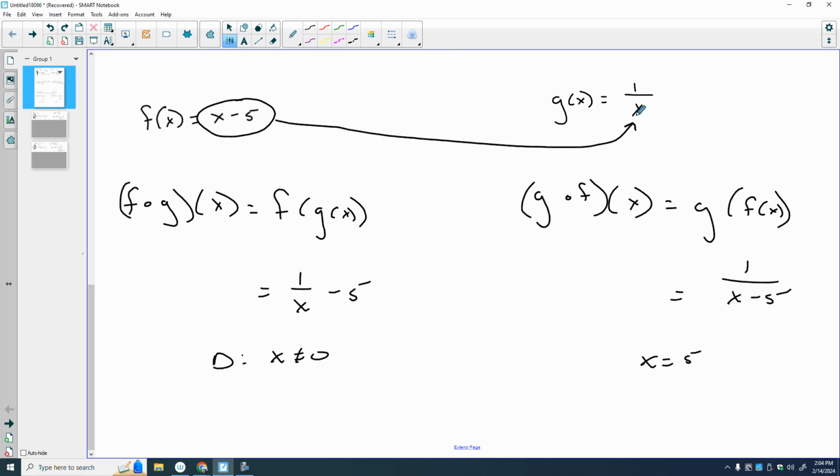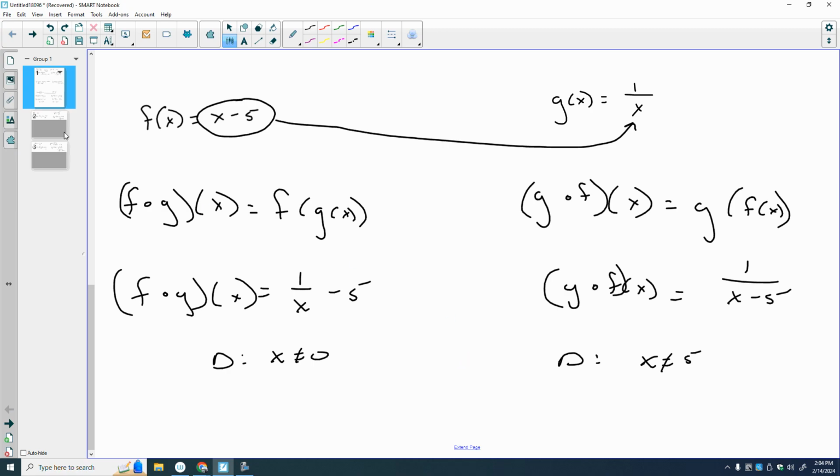What makes this 0? X equals 5. Why is that a problem? Because I can't divide by 0. And then once I do my substitution, I can see, oh yeah, x can't be 5 because I can't divide by 0. So my domain is x is not equal to 5. There's my g of f of x. Go ahead and put the full notation here, and here's my f of g of x.